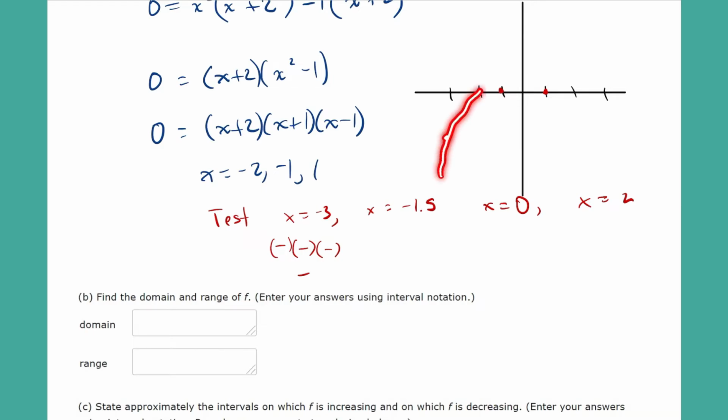So it's going to start here and go up, then it's got to go back down, then it's got to go back up, and there you go. That's what the graph will look like. You could test these points just to be sure that it's going to be positive here, negative here, and positive here. So there is your final graph.